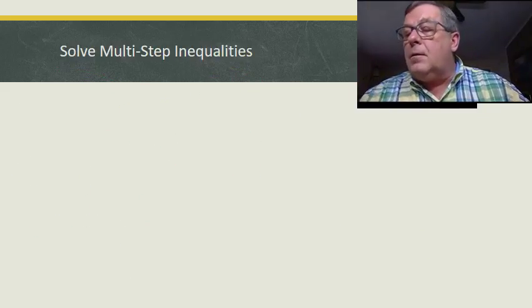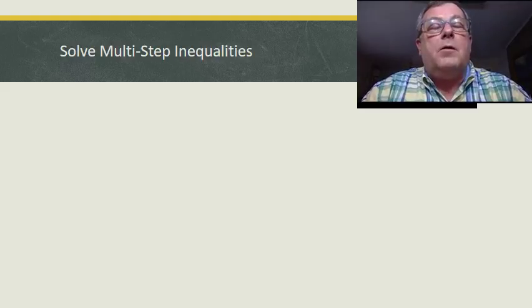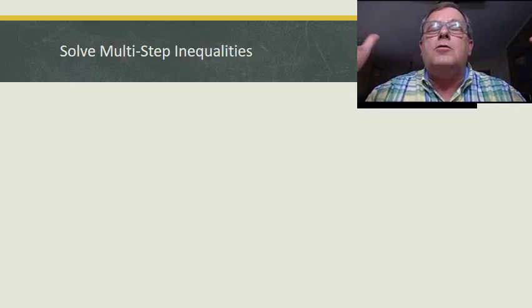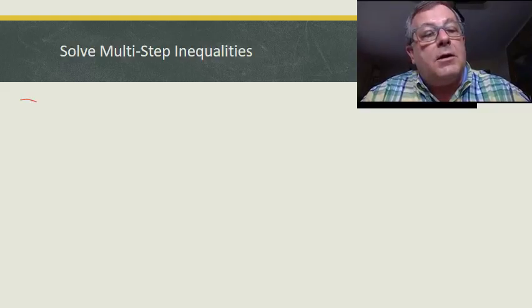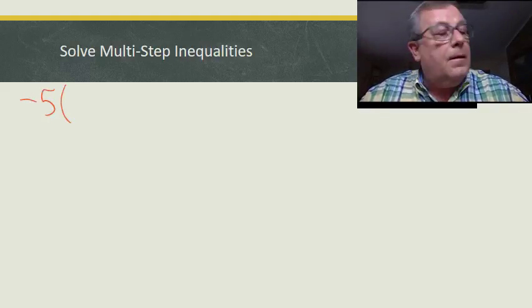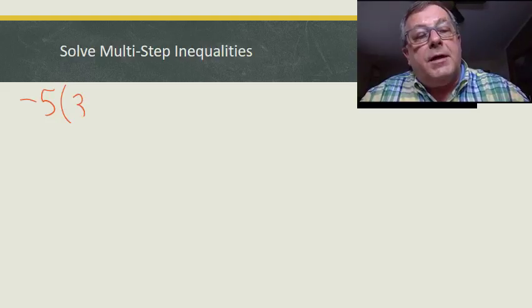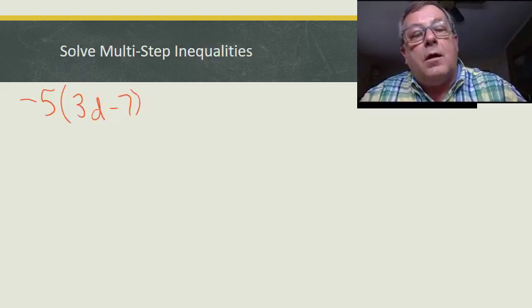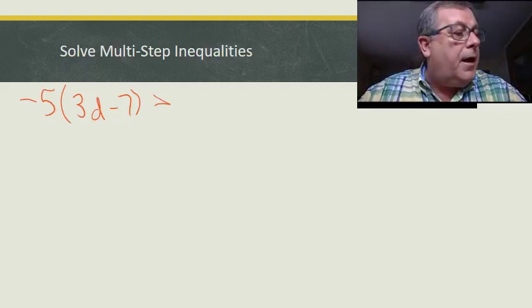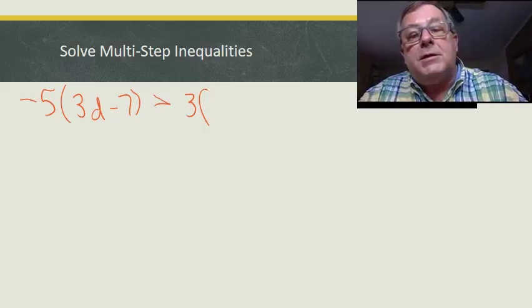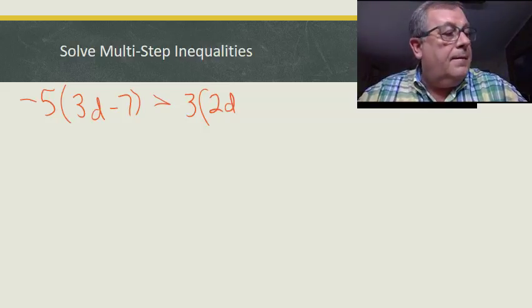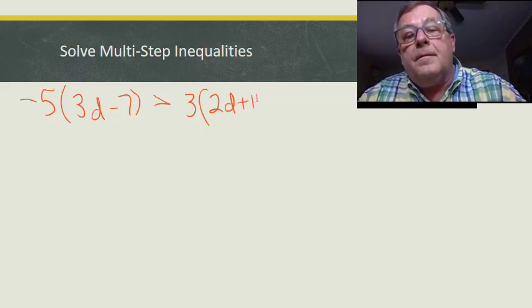Okay, last one, last example. We're going to work on solving multi-step inequalities, and the crowd goes wild. All right, let's look at this one. All right, let's start this way. We've got negative 5 times 3d minus 7, that's all in parentheses, is greater than 3 times, in parentheses, 2d plus 14. Guess what? I'm going to be distributing.